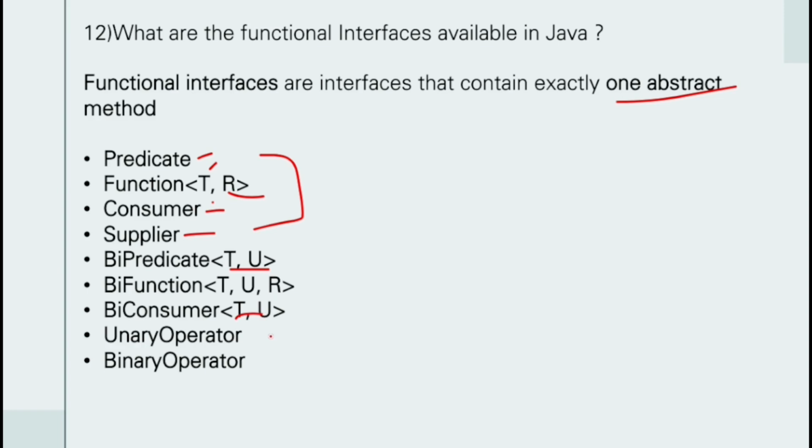Okay, unary operator, binary operator. This is some kind of example of functional interfaces. Okay, so now moving on to our next question. I think it is pretty straightforward.